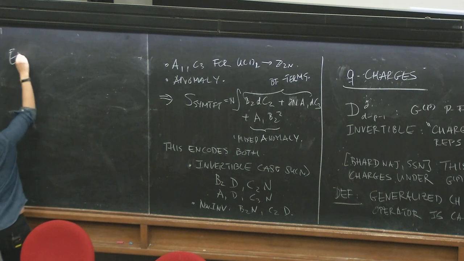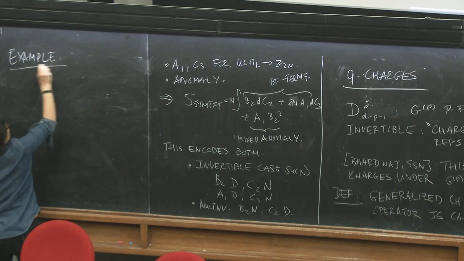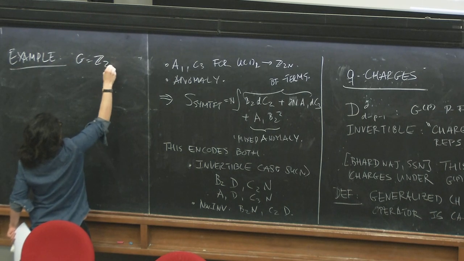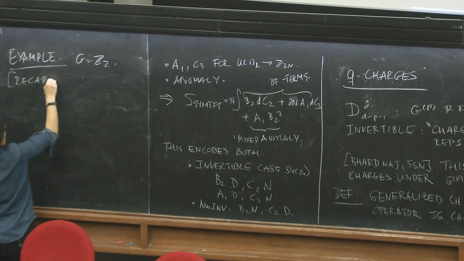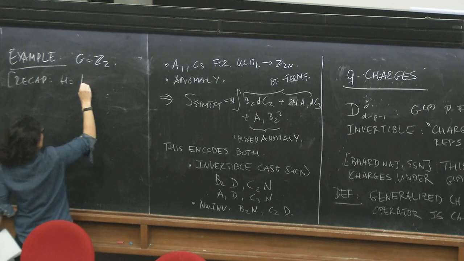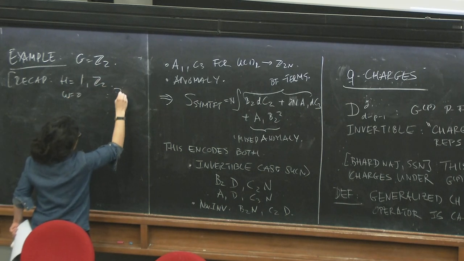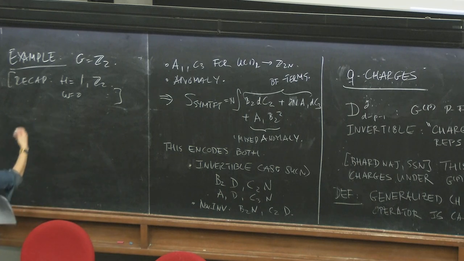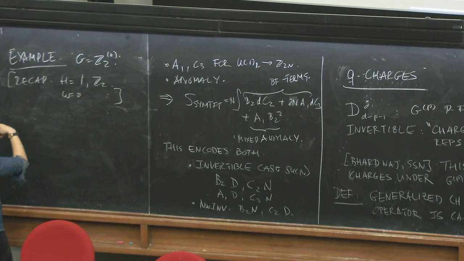So let's look at the example when G is Z2. Right, and let's recap from this morning. So H can either be 1 or Z2, and this omega is basically 0 in this case. So this is not answering the question, but now we're looking at this example. So we have a zero-form symmetry, and so what are now these higher charges?